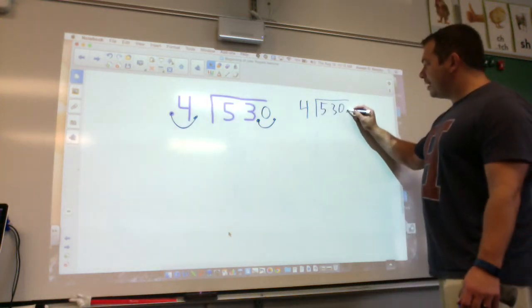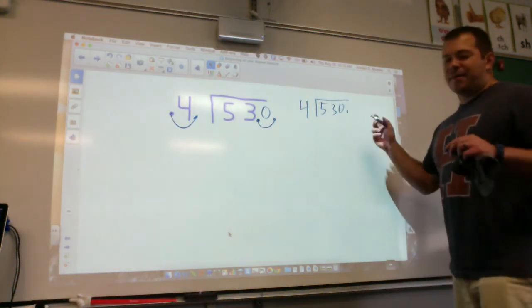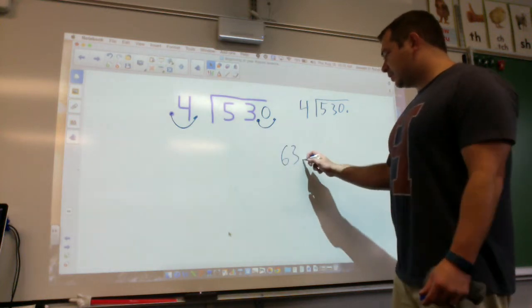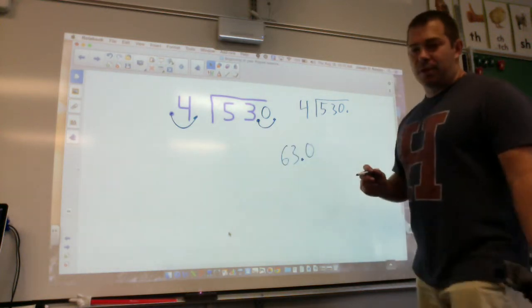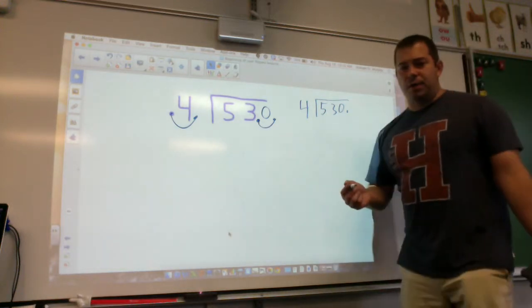Now I'm going to re-put my decimal point there. Do I need it right now? No. But every number essentially has a decimal point in it. Like the number 63 is really 63.0. Okay? Here we go. How many times can 4 go into 5?